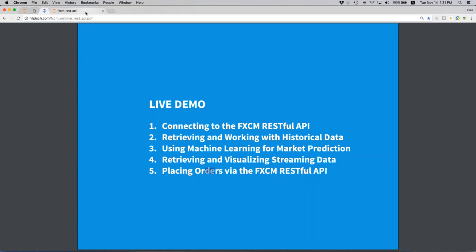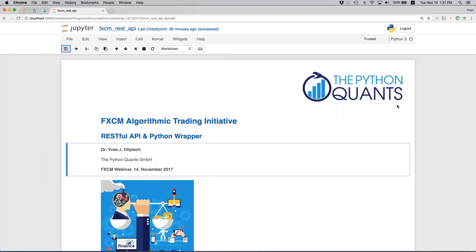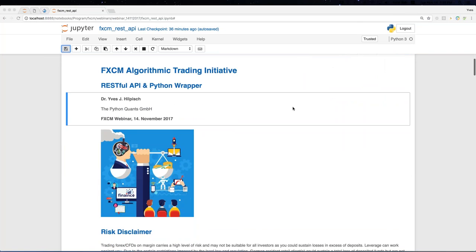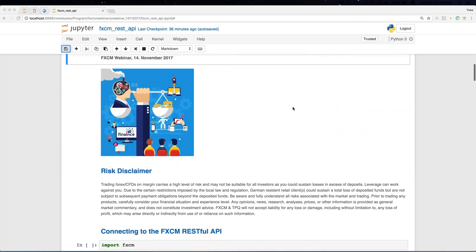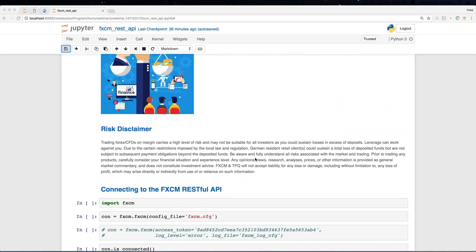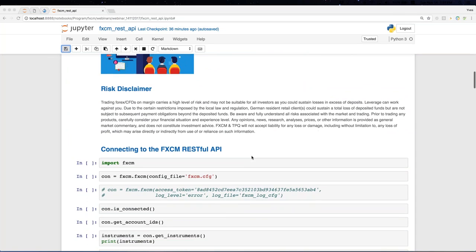I'm now changing here to my little notebook. Actually, it's not too little. We have quite a few things in here. Also here, the risk disclaimer. Once again, please have a careful look here.